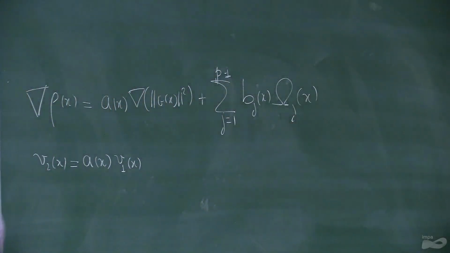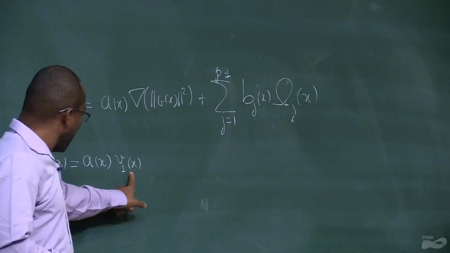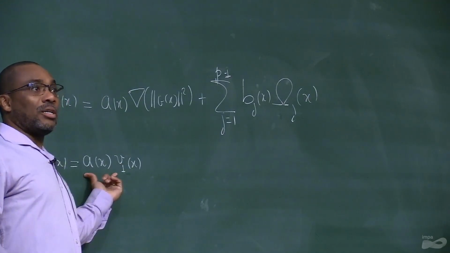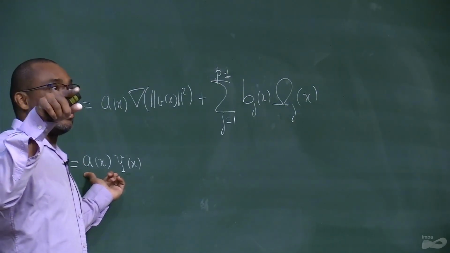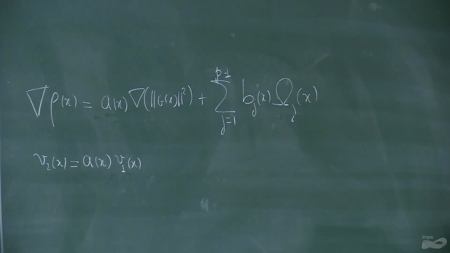Okay, so you are saying that if a point is in the Milnor set of G, such two vector fields should be collinear, as we already said, and that's the coefficient of collinearity. It comes from here. So when you decompose that in the whole space and project down, you get such a coefficient of collinearity.